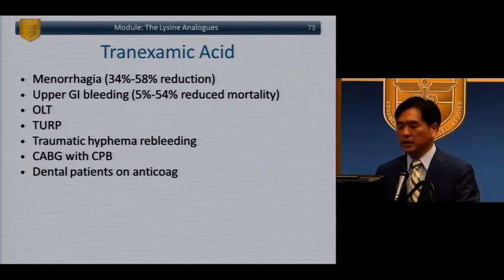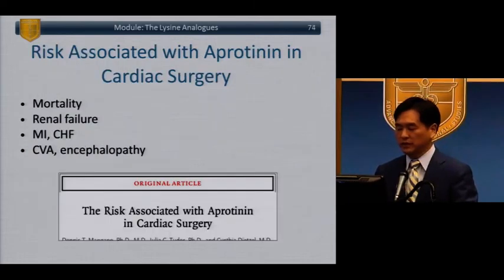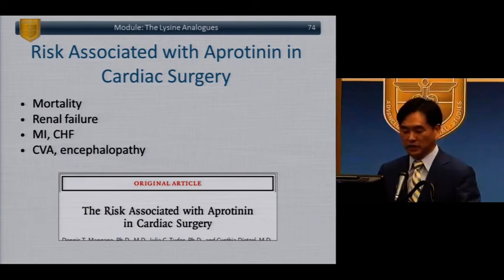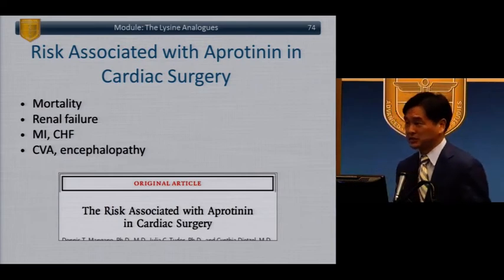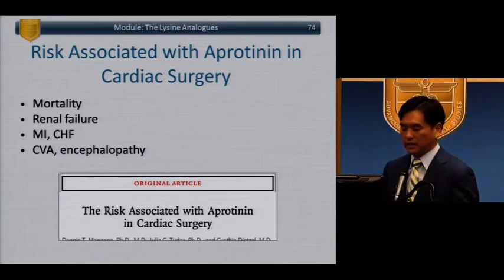Let me go back for a second. Note that aprotinin, or Amicar, has also been studied in many of these realms with superior results, right? Even less bleeding, even less transfusions, but even more mortality and more renal failure, as well as MI, which is tragic because usually you get aprotinin because you're getting your coronaries bypassed, and strokes and so on. And that was mostly due to this article.